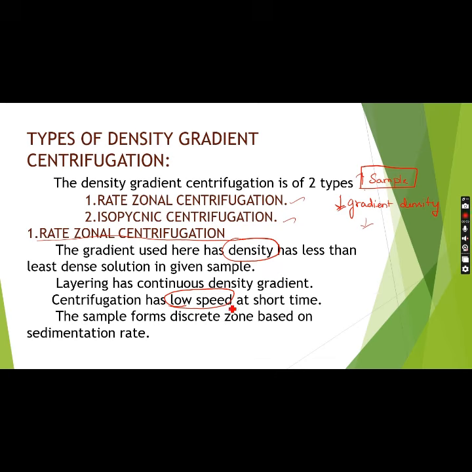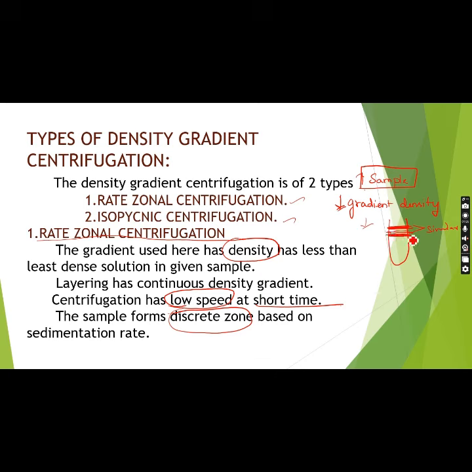There will be a low speed centrifugation for a short time, which leads to separation of the components as discrete zones. Discrete zones means, as the gradient has a low density, it is going to be at the top, and the sample is going to be at the bottom. Of its similar density gradient, the sample is going to be at the bottom.